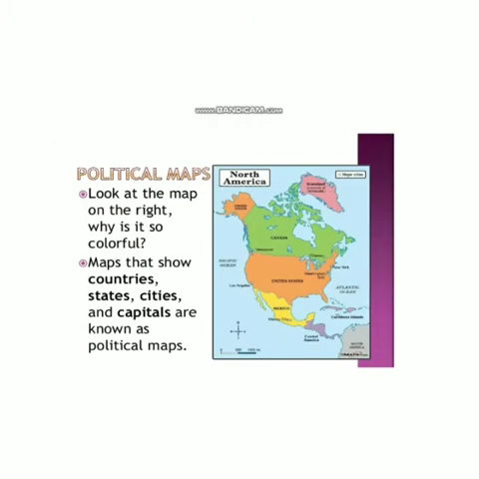Political maps. Look at the map on the right. Why is it so colorful? Well, students, this is a political map of North America. Here, different colors are indicating the national and international boundaries of North America, different states of North America, their cities and capitals. So we can say that maps that show countries, states, cities and capitals are known as political maps.